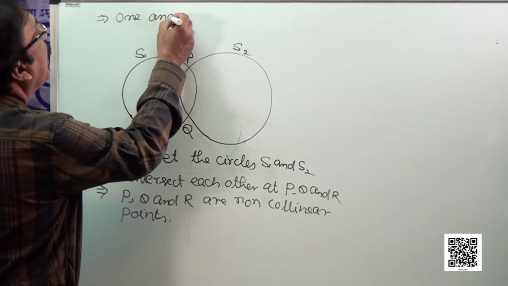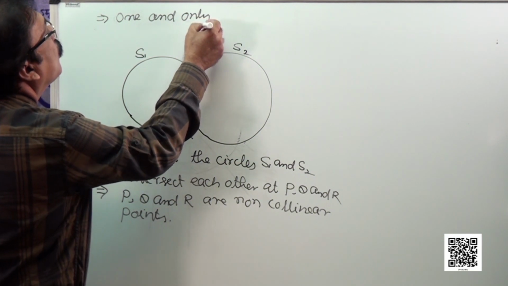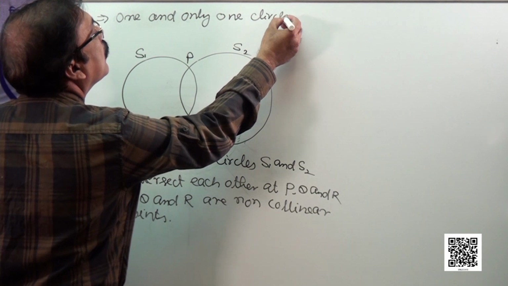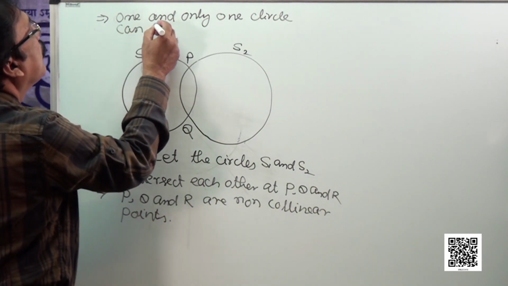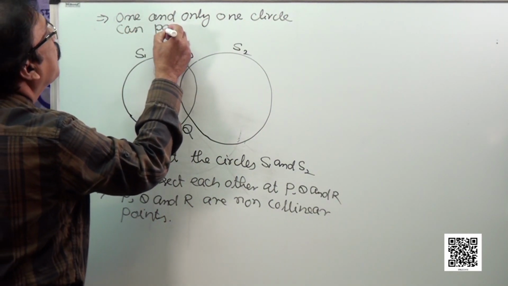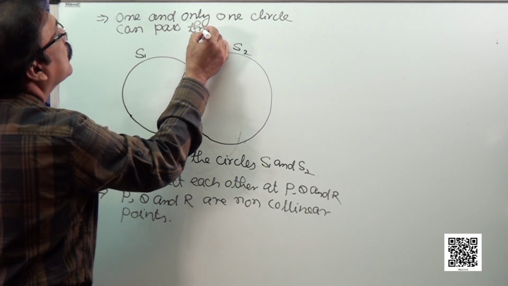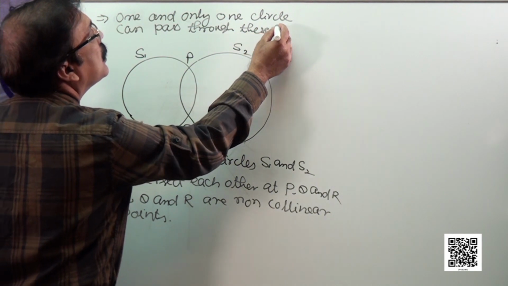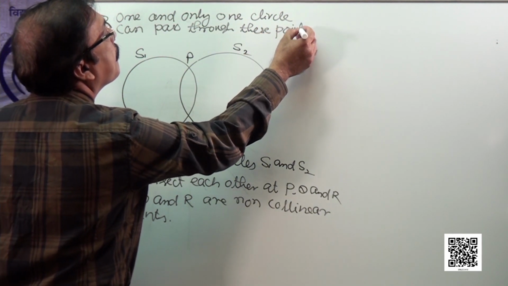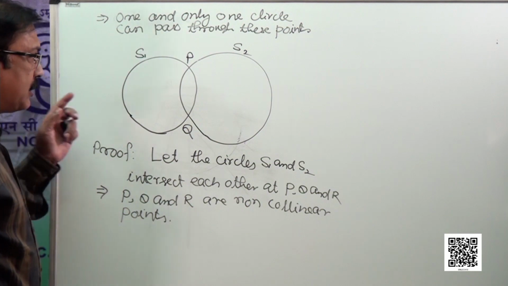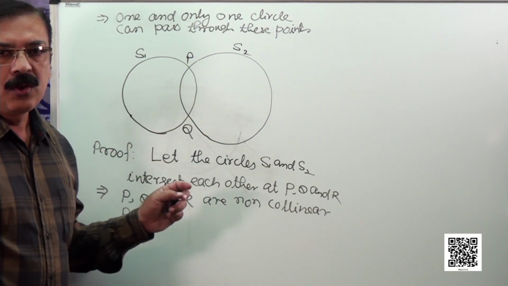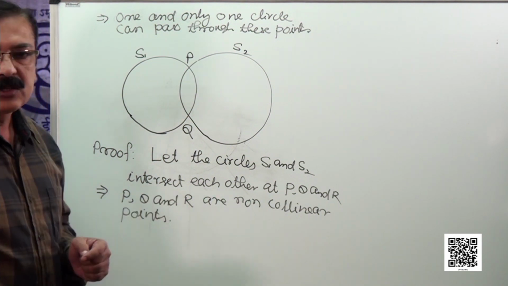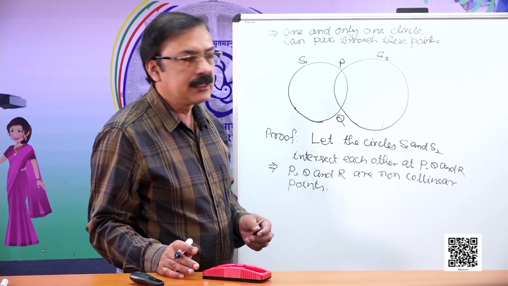One and only one circle can pass through these points. But here it is given S1 and S2 both pass through the points P, Q and R. So this is a contradiction.